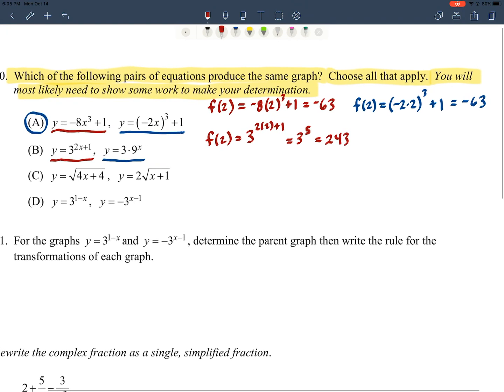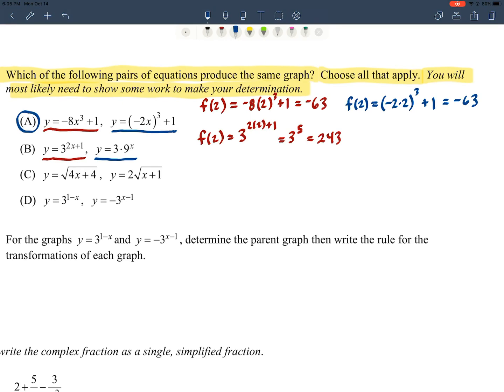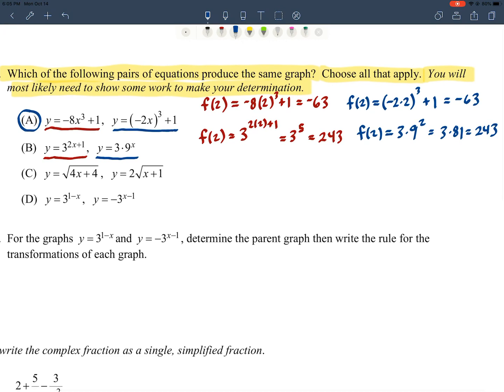Now when we take our second equation and plug in the same input, we should end up with 3 times 9 to the second power. This is the same thing as 3 times 81, which is once again 243. Awesome. These ones are both going to work. Let's look at the next ones. y is equal to the square root of the quantity 4x plus 4, and y equals 2 times the square root of x plus 1.